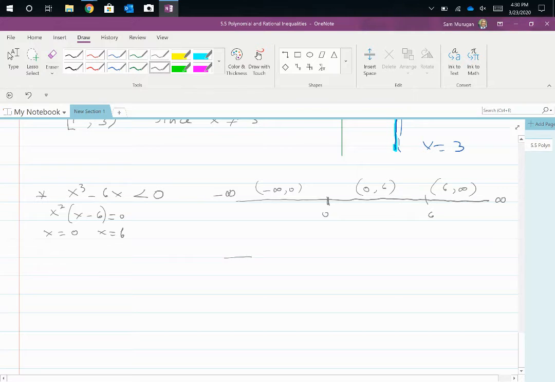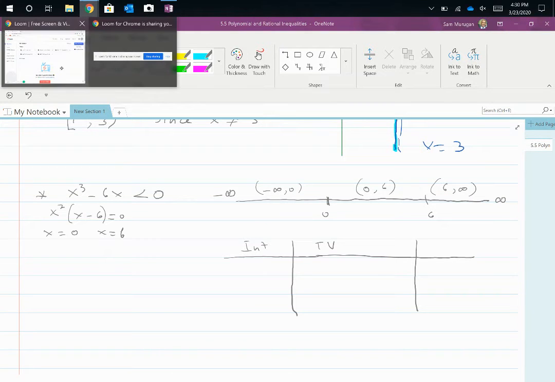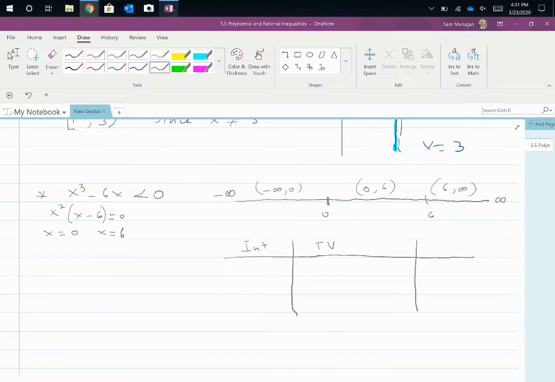So what you want to do is test your values here. Make a table with the interval, test value, the sign, and then above or below.